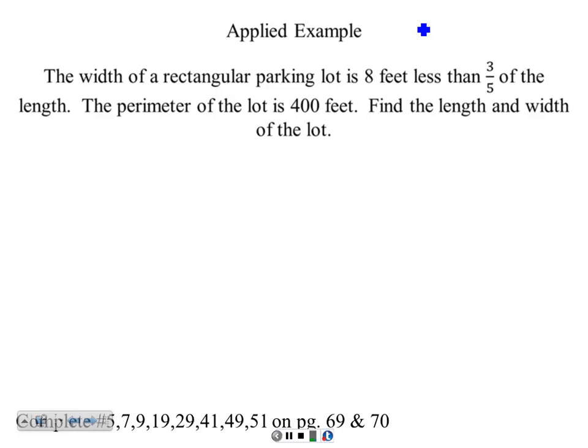Okay, the last problem that we're going to do is another applied problem. We have the width of a rectangular parking lot. The width is 8 feet less than 3/5 of the length. I don't know what the length is, but 3/5 times x minus 8 is going to be the width. And it's telling me that the perimeter of the lot is 400 feet.